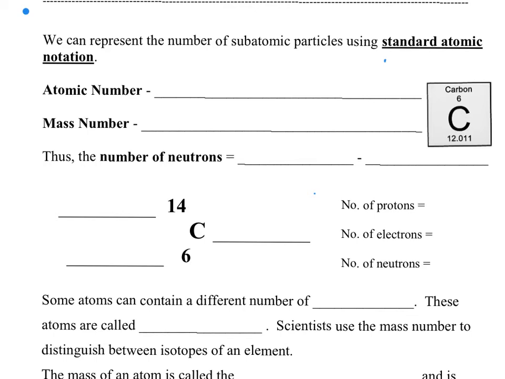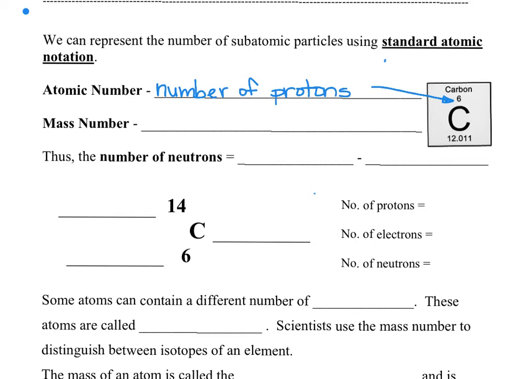Standard atomic notation is exactly that. It's a standard way of writing the information for an element so that everyone understands. So the atomic number refers to the number of protons inside the nucleus. Now remember when we talked about the development of the periodic table and we said that it's in order of atomic number. So that atomic number refers to the smaller of the two numbers. So in the periodic table for carbon it's 6, for oxygen it's 8, and so on.